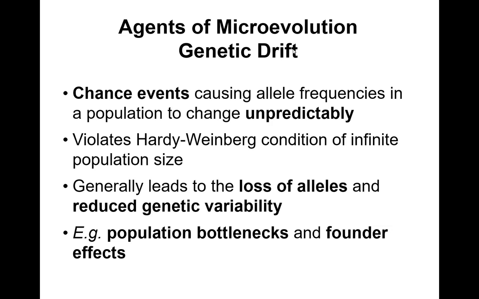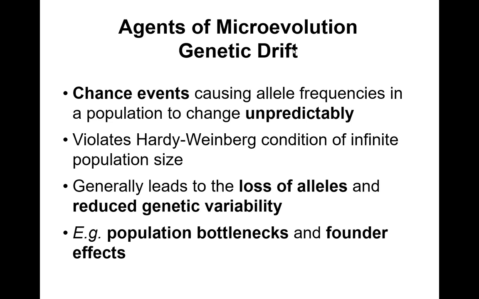Oftentimes, students confuse gene flow and genetic drift. Genetic drift, instead, is all based on chance events, events that are not really caused by migration of populations. They're caused by events that lead to the change of the population or the formation of a brand new population, not mixing in this case.